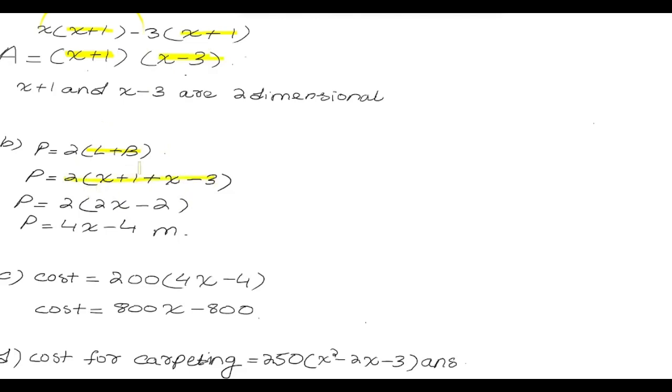So x plus 1 plus x minus 3: x and x make up 2x, and positive 1 and negative 3 make up negative 2. So 2 bracket 2x minus 2, and they will be multiplied, and we will have 4x minus 4, and the unit will be in meter.